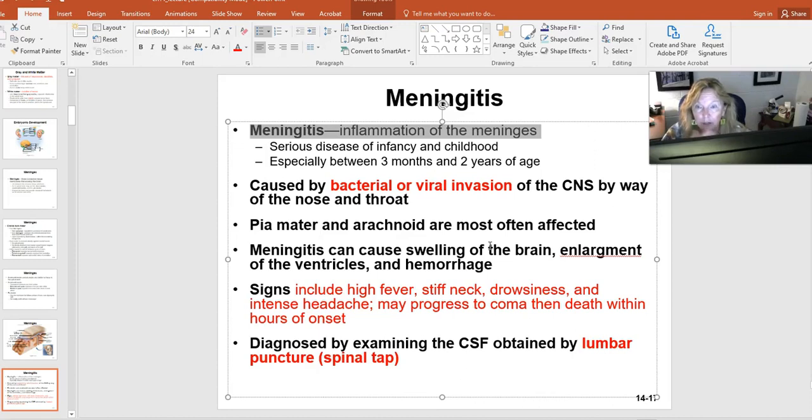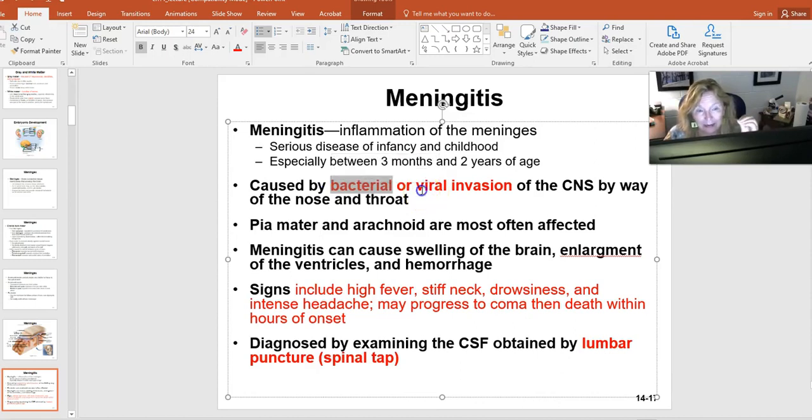When we try to look for good news, the good news is that most meningitis is caused from viruses. So you might be thinking, how could that be good news? Well, it's not always good news, but it's better news than if it were bacterial. And they don't even mention this in your book, but it can sometimes be fungal and even protozoal. So the cause is important to know.